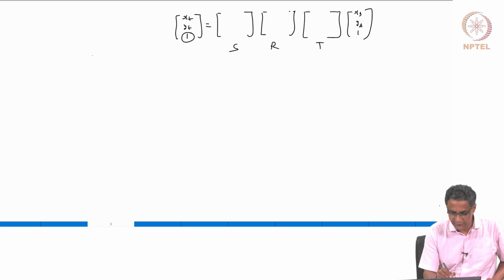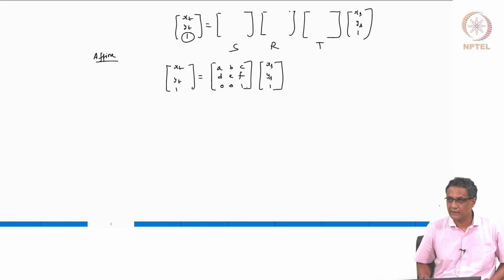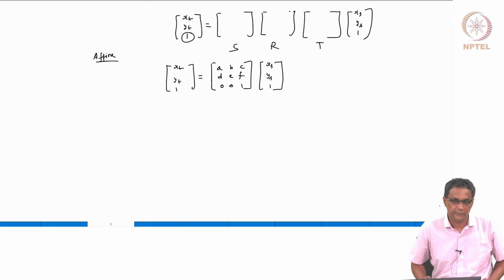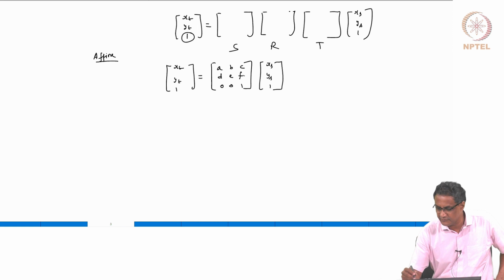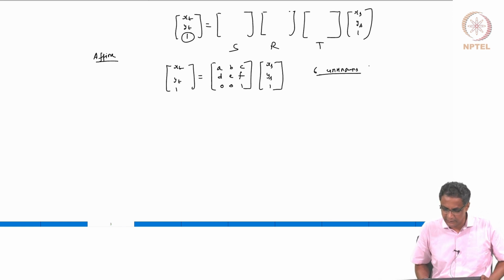So now, for example, if you had to write an affine, how would you write that? You have xt yt 1, and then xs ys 1, and then you have a b c, d e f, 0 0 1. Right? That would be an affine, or you can write the c and f as tx comma ty if you wish. And what this really means is that in an affine you've got 6 unknowns, and all this goes back to how we are able to solve for an image transformation finally.